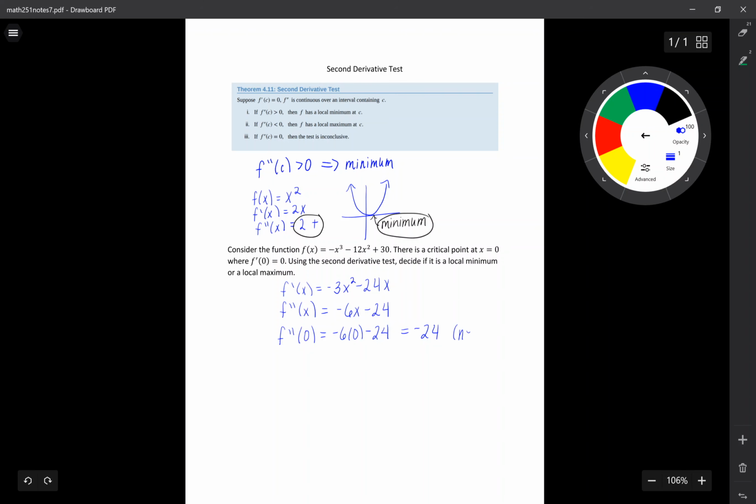Since this is negative, this means that we have a local maximum. So x equals 0 is a local maximum.